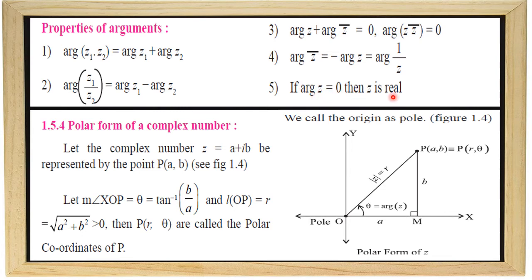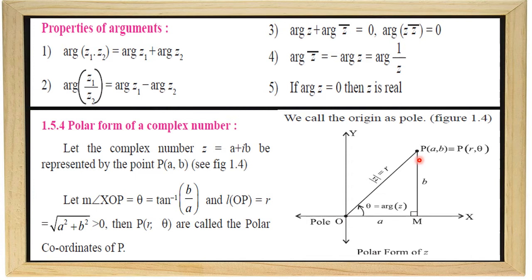Next one, polar form of a complex number. Let the complex number Z equal to A plus iB be represented by the point (A, B), which we have already learnt. That is the geometrical representation of a complex number. (A, B), that is the real part and imaginary part, are considered as an ordered pair, which will be a point in the plane. And consider the first quadrant where P(A, B) is the point corresponding to the complex number Z equal to A plus iB.